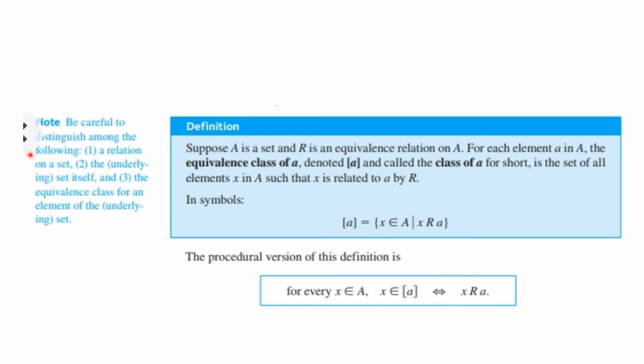So for every X in A, if X is in this equivalence class, then X is related to a. Now it is important for students to be careful to distinguish between the following. They are different: a relation on a set, the underlying set itself, and the equivalence class for an element of the underlying set. You need to think about that probably for a bit.